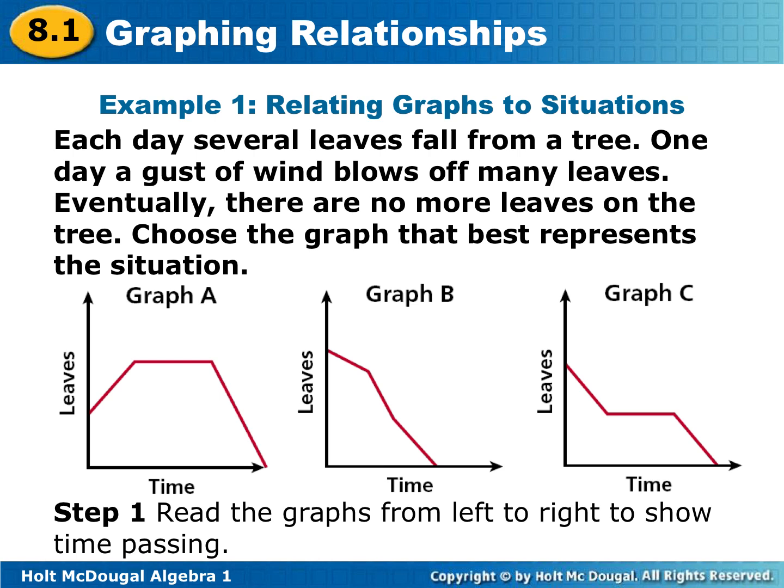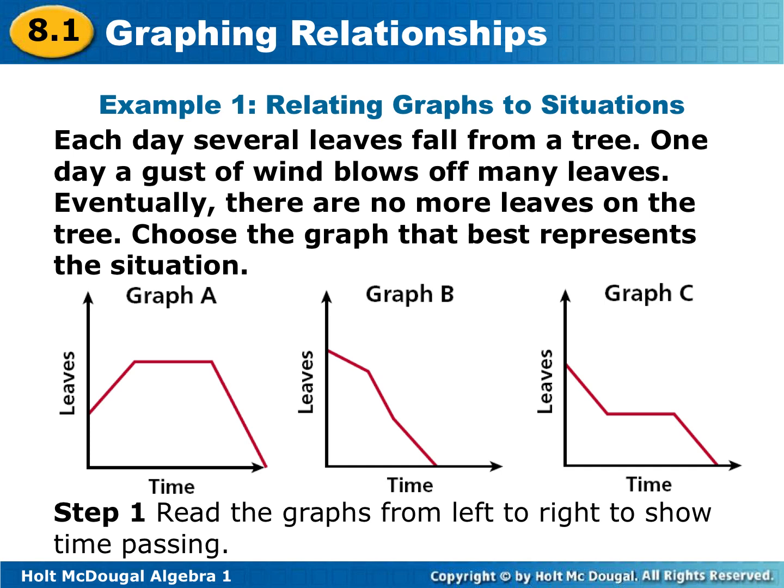Now, there are several different things that go with this example, so we're going to take it a step at a time. This will deal with me talking more, so I need you to make sure you don't zone out just because I'm talking a little bit more. All right? But here's example one, relating graphs to situations. It says, each day several leaves fall from a tree. One day a gust of wind blows off many leaves. Eventually there are no more leaves on the tree. Choose the graph that best represents the situation.